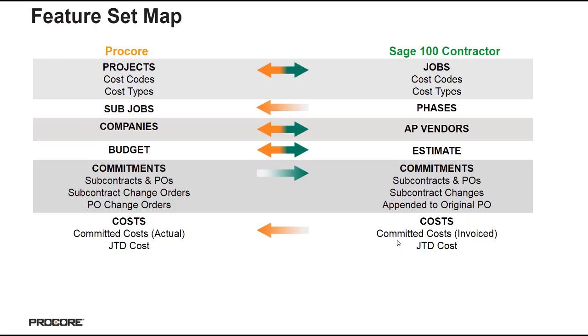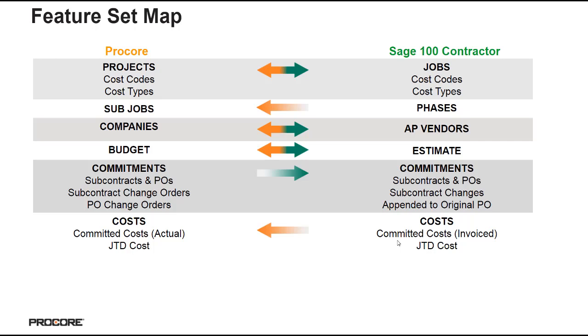Now, looking back at the feature set map, we're also able to take any phases that have been created in Sage 100 and pull them into Procore. You'll notice the arrow only goes from Sage to Procore, so that means your phases must be created in Sage 100 and then pulled into Procore.